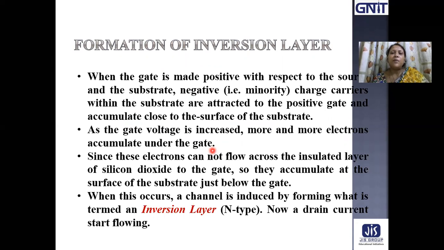So when the gate is made positive with respect to source and the substrate, negative charge carriers within the substrate are attracted to the positive gate and accumulate close to the surface of the substrate. As the gate voltage is increased, more and more electrons accumulate under the gate. Since these electrons cannot flow across the insulated layer of silicon dioxide to the gate, they accumulate at the surface of the substrate just below the gate. When this occurs, a channel is induced by forming what is termed an inversion layer. Now a drain current starts flowing.